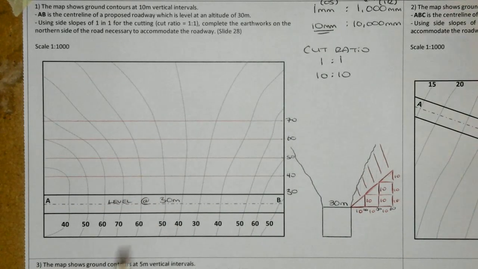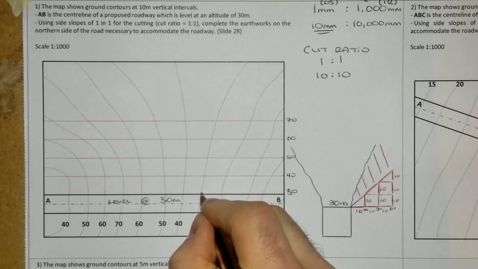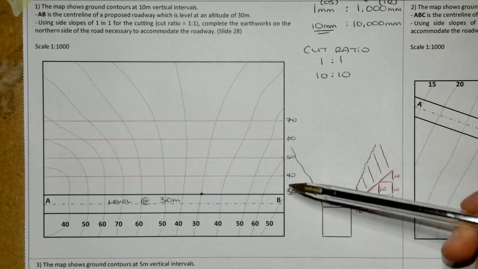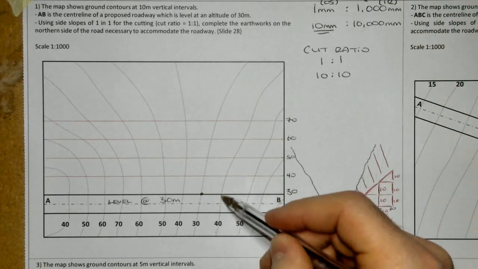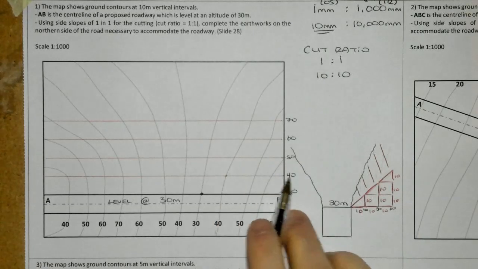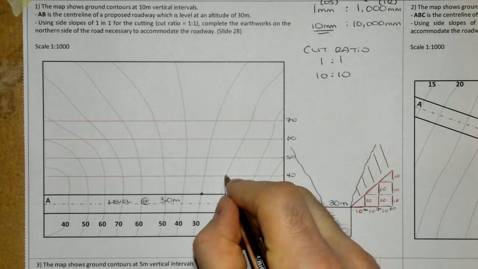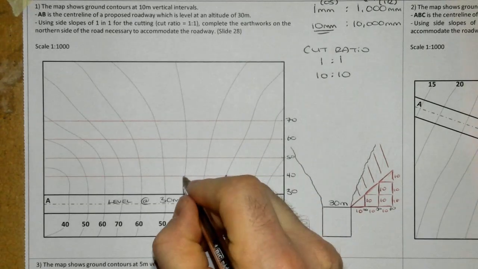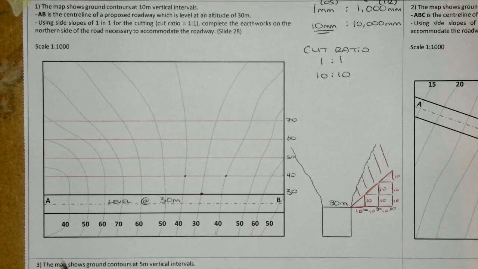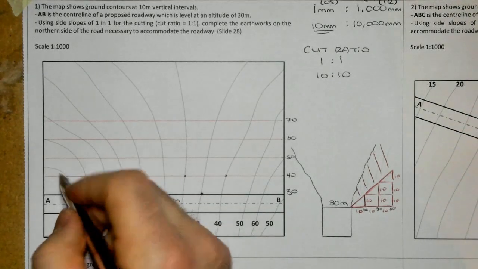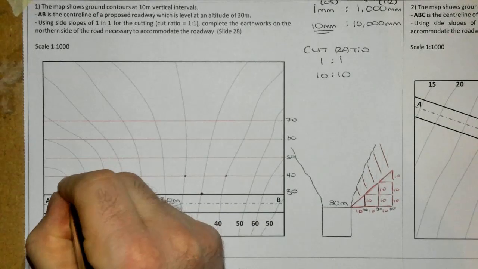So we'll start off by plotting any 30s that we have. If we look at our contours, we can see we have one 30 here. So that's actually a point right there. Now I'm going to look for any 40s that I have. So I follow my 40 contour, and that's going through my 40 line. So I have a point there. Have I another 40? Yes, I do. I've got one here. And have I got any other 40? I can see I have one over here. So I've got another point there.